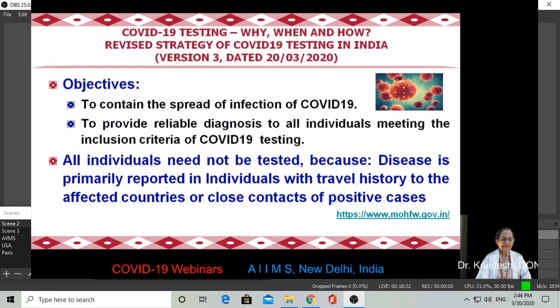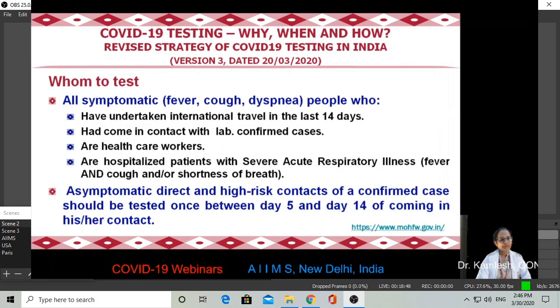Why do this testing? The revised strategy of COVID-19 testing in India has guidelines given by ICMR. The aim is to contain the spread of the infection and to provide reliable diagnosis to individuals. All individuals need not be tested because the disease is primarily reported in those with a travel history to the affected countries or close contact with positive cases. So whom to test? That is the moot question.